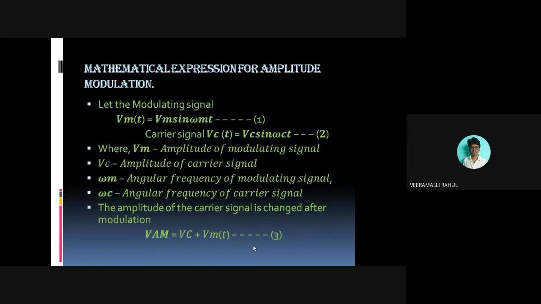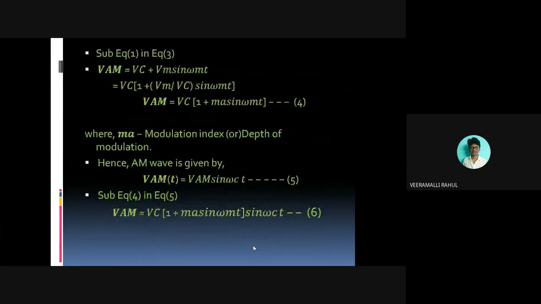The amplitude of the carrier signal is changed after the modulation. Vam = Vc + Vm(t). Now by substituting equation 1 in equation 3, Vam = Vc + Vm sin(ωm t). Now by taking Vc as common, we get Vc(1 + (Vm/Vc) sin(ωm t)). Now Vm/Vc is termed as the modulation index, that is Ma.